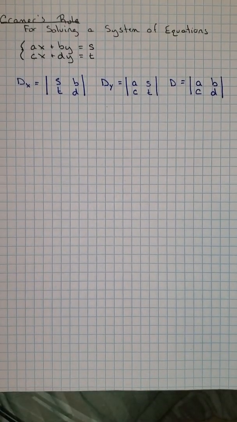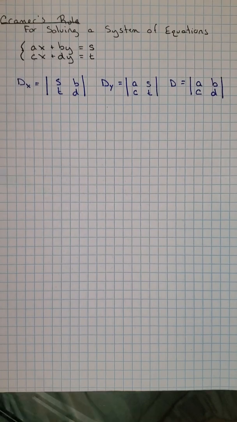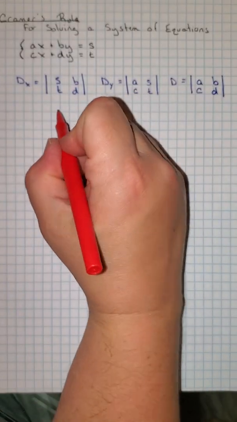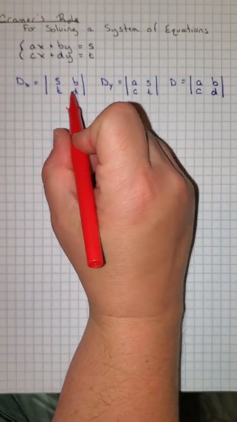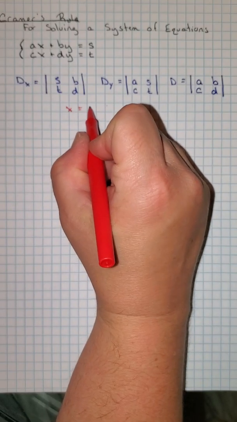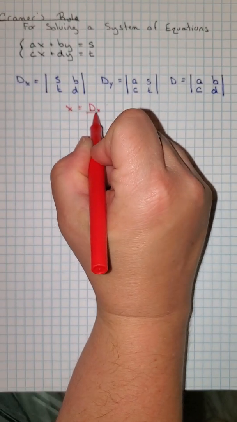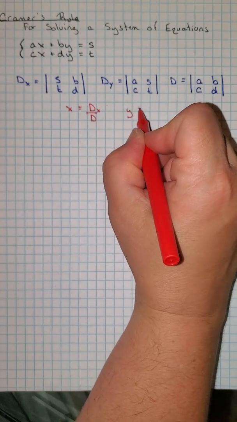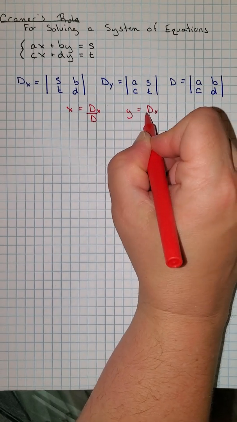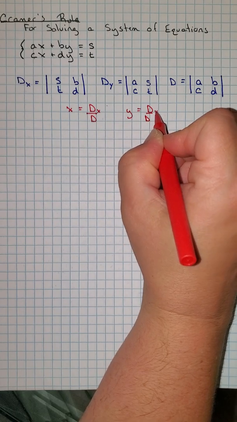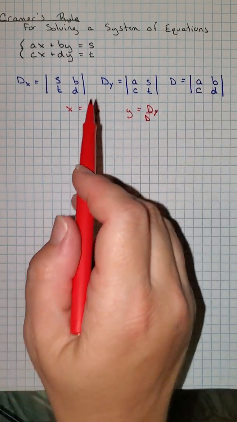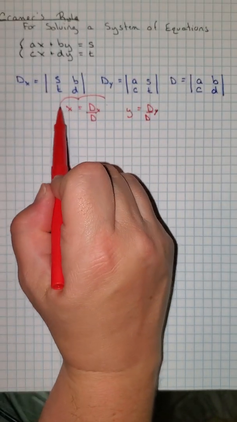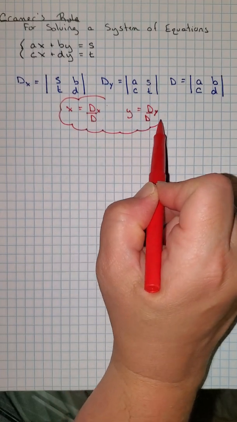Okay, now what you do with those, because we're solving for x and y, so what you do is x is your d sub x determinant divided by your d determinant. And the y is your d sub y divided by your d determinant. Make sure you know this process. And this is what gives you your answer.